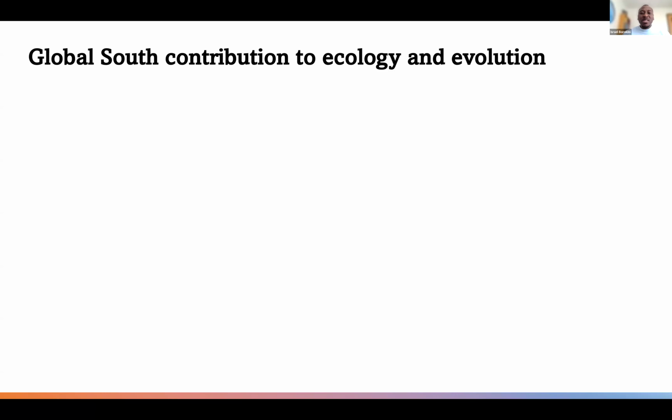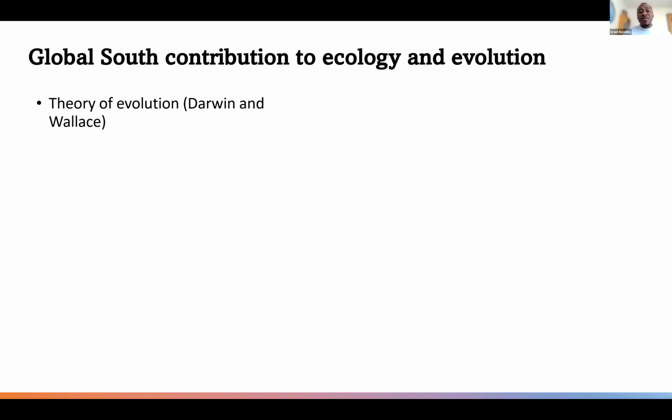Apart from the fact that these regions have huge biodiversity, what else is unique about biodiversity in the global south, and how has it contributed to ecology and evolution as we know it today?